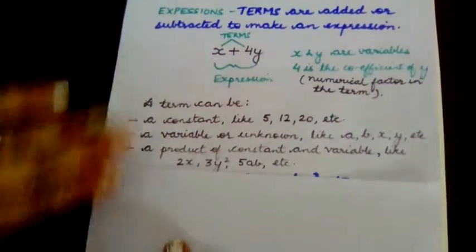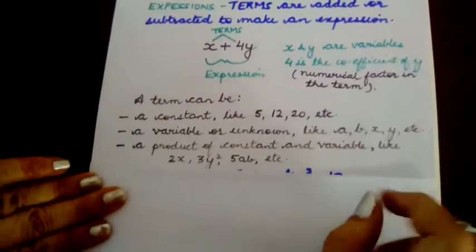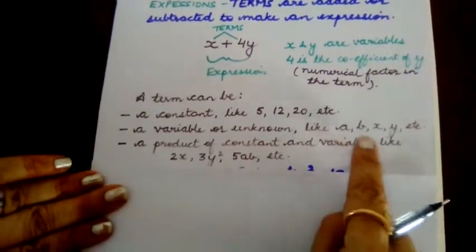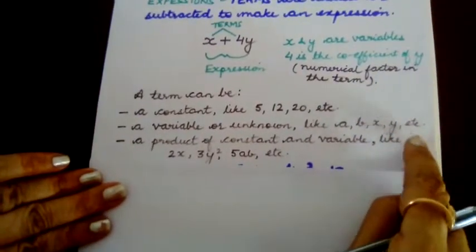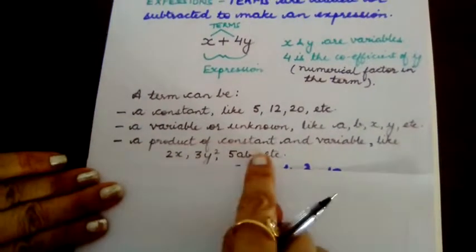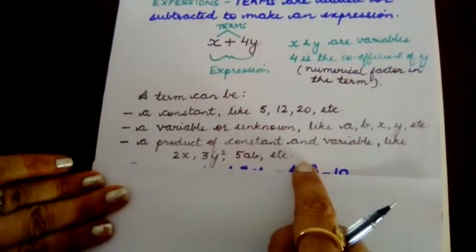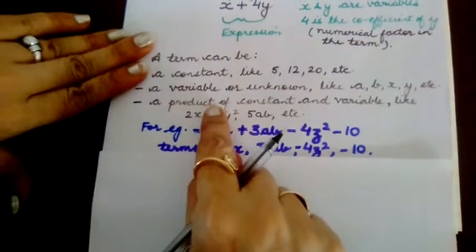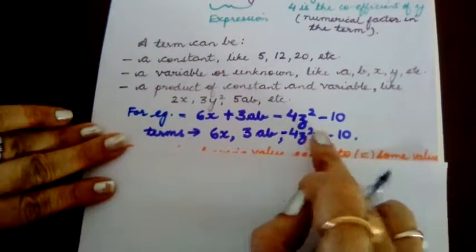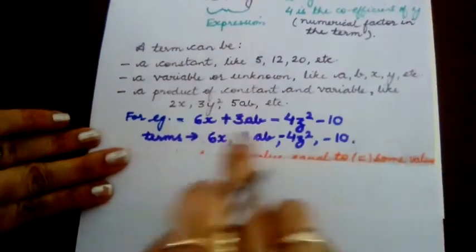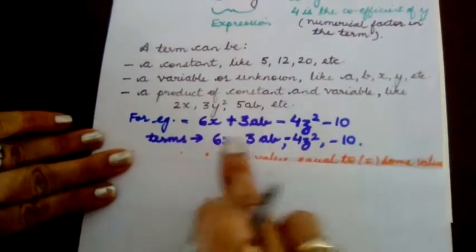A term can be a constant like 5, 12, 20, etc., which has a fixed value. A variable or unknown like a, b, x, y, any new alphabet which is assigned a value which is variable. A product of a constant and a variable like 2x, 3y square, 5ab, etc. So, a term can be expressed in any of these forms. For example, 6x plus 3ab minus 4z square minus 10. In this expression, 6x, 3ab, minus 4z square and minus 10 are 4 terms.